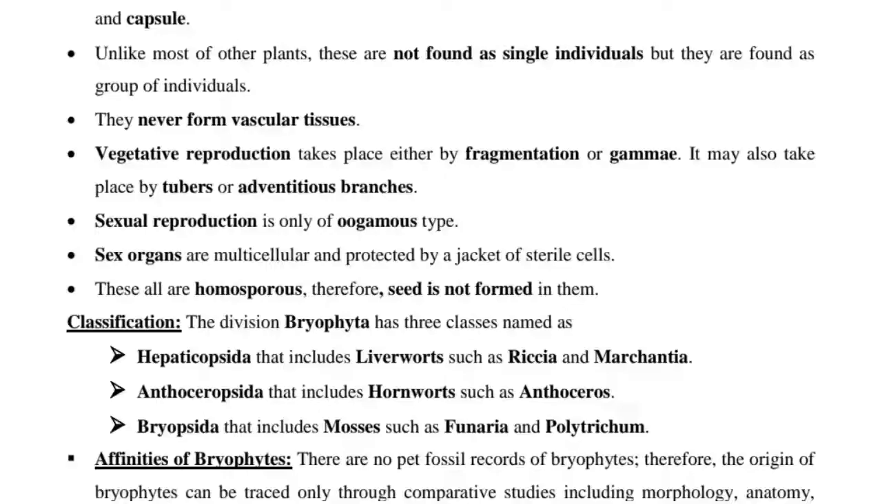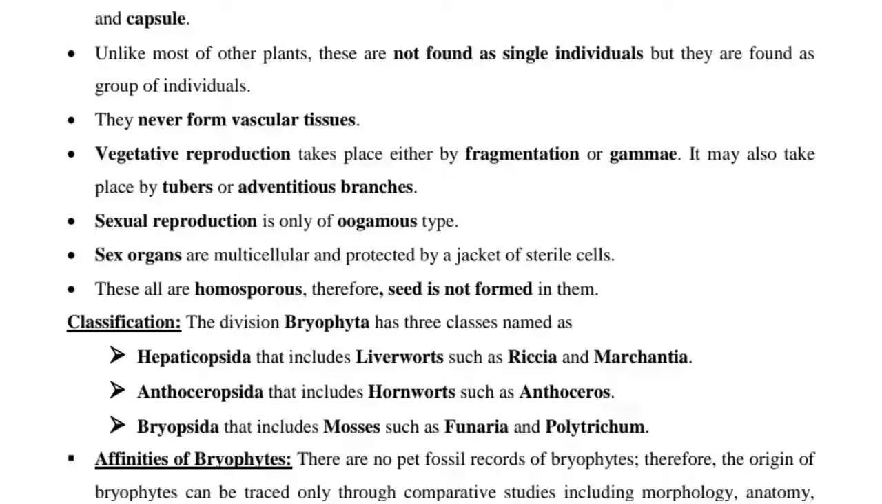Classification. The division Bryophyta has three classes: Hepaticopsida, which includes liverworts such as Riccia and Marchantia; Anthocerotopsida, which includes hornworts such as Anthoceros; and Bryopsida, which includes mosses such as Funaria and Polytrichum.